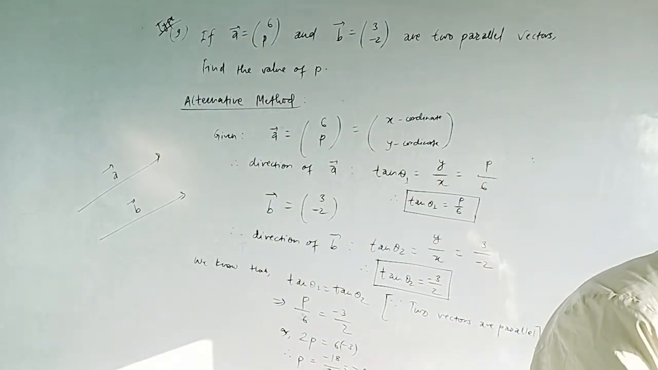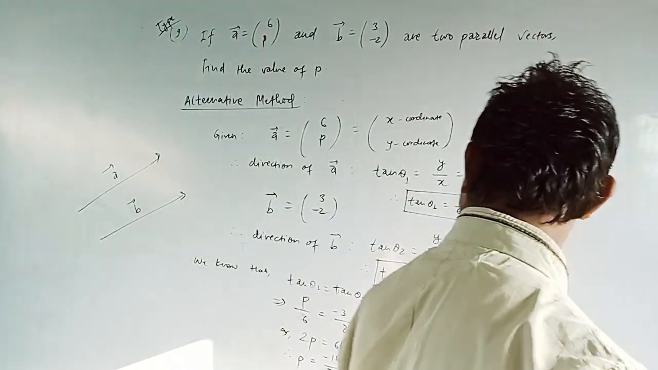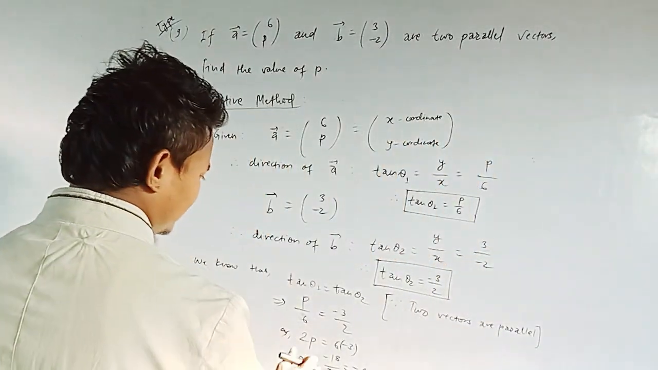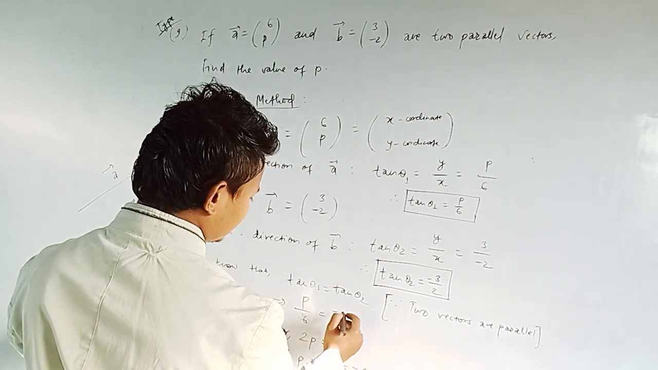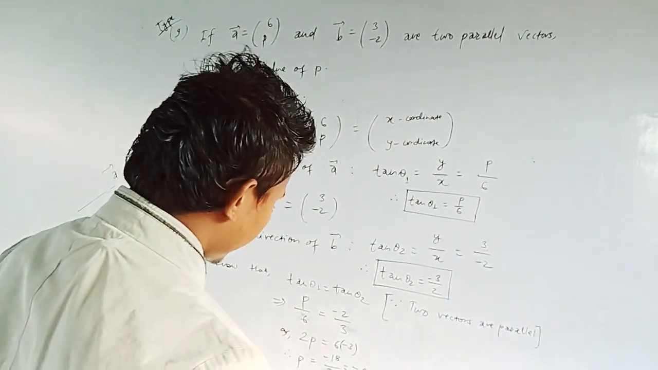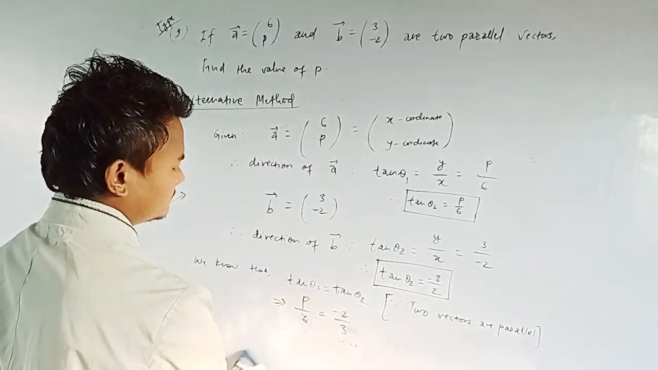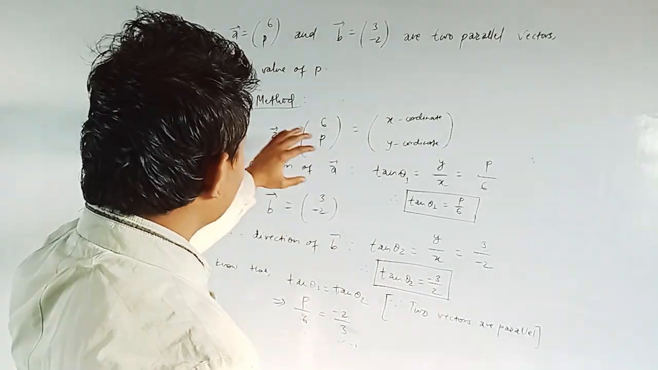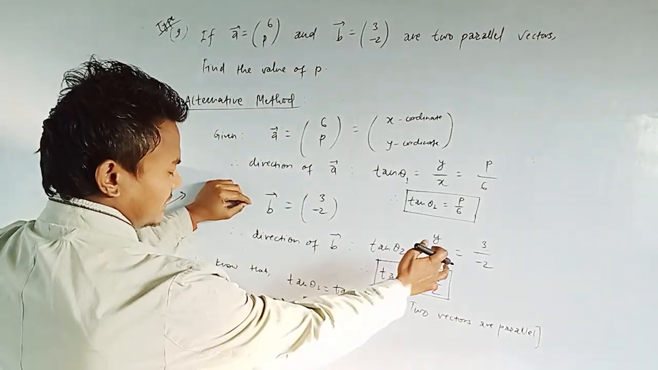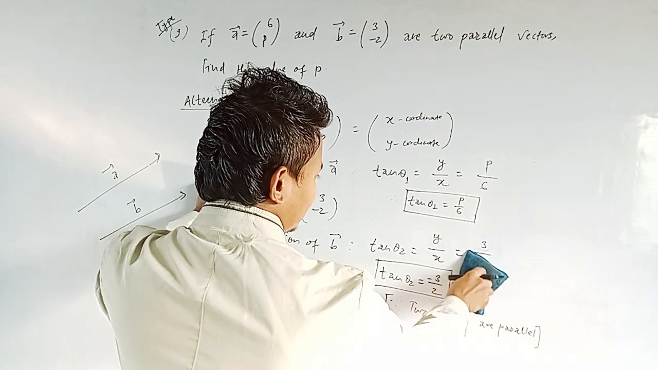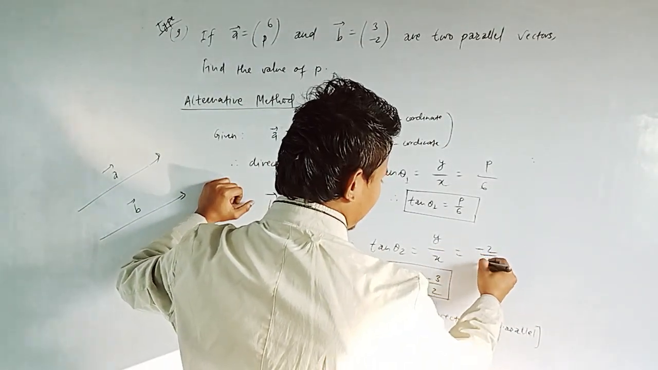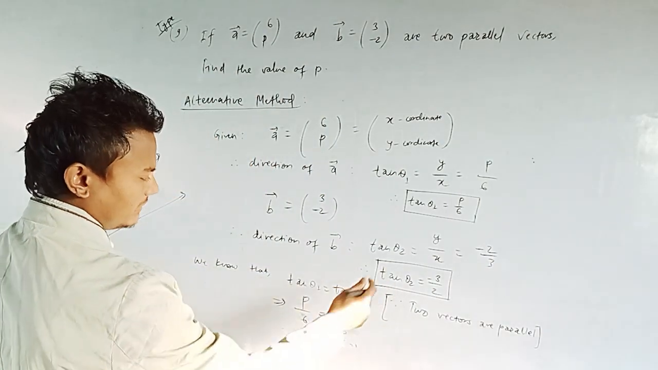But in the previous, p by 6 equals, no, it is minus 2 by 3, because this is in the second vector. If we calculate the direction of this vector, this value becomes minus 2 by 3. I just wrote this mistakenly. So tan theta 2 equals minus 2 by 3.